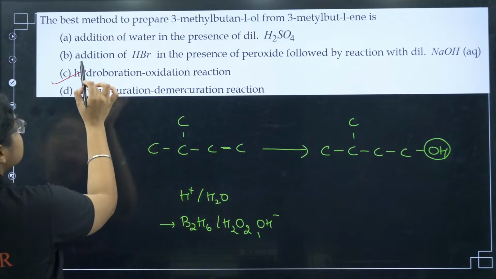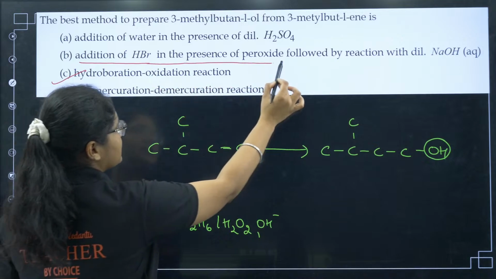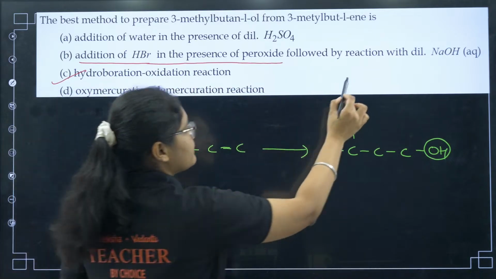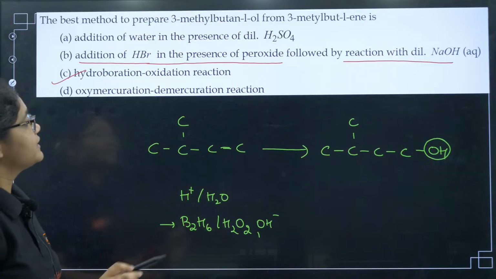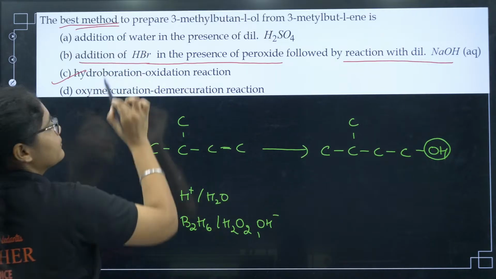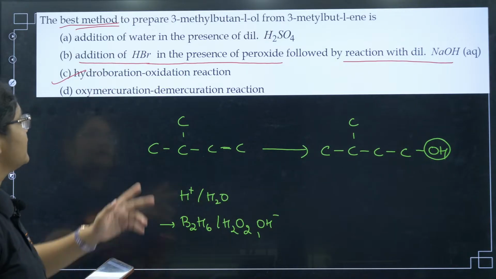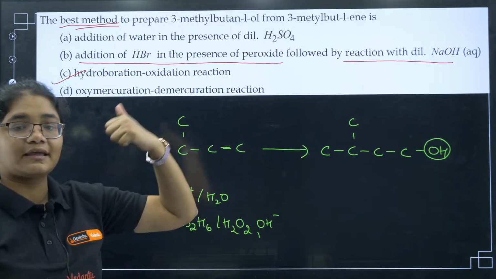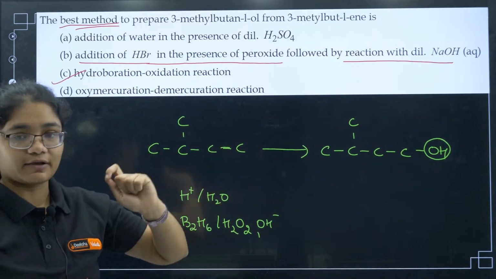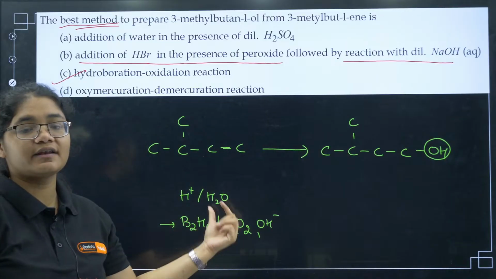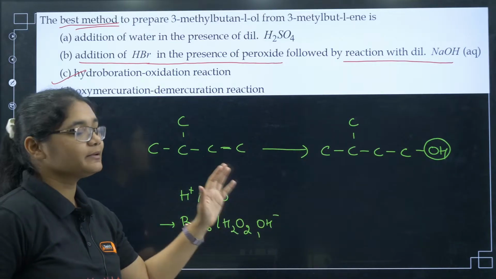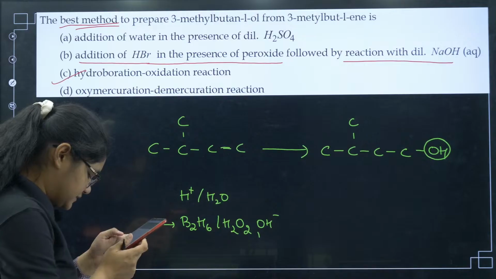Now see, this is also correct. Addition of HBr in the presence of peroxide followed by treatment with aqueous NaOH, this method is also correct. But the question is asking for the best method. Best method means, here you see, we have a two-step reaction. First I add HBr, then I have to add aqueous NaOH. But this is a single step reaction. Only by adding this one reagent I can get the answer, right? So that is why the best method is option C.